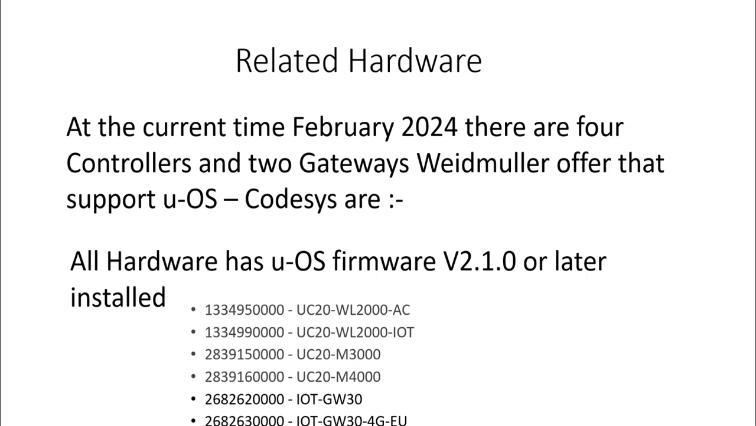The M3000 and M4000 controllers are only available in UOS firmware, which basically means they run Codesys native PLC software on them, whereas the other 4 devices, the WL2000 and the GW30s, as I said, out of the box are a web controller, but you can update the firmware by installing UOS firmware, and that then turns the controller into a Codesys native based controller. Hope that makes sense. So we'll now move on to the actual setup of this.